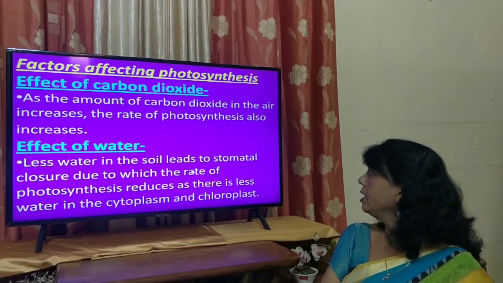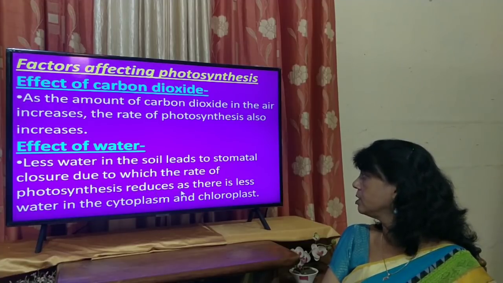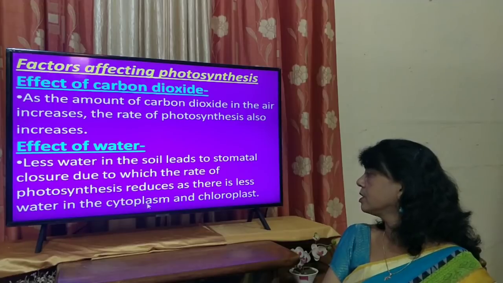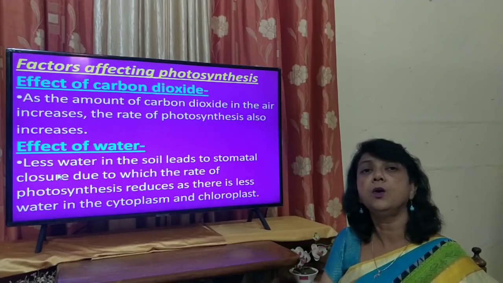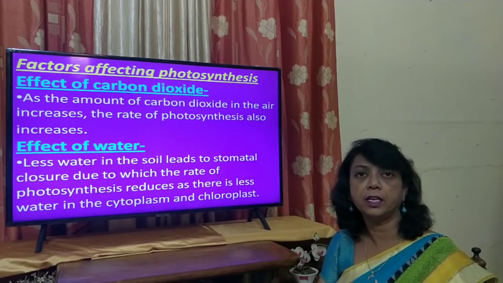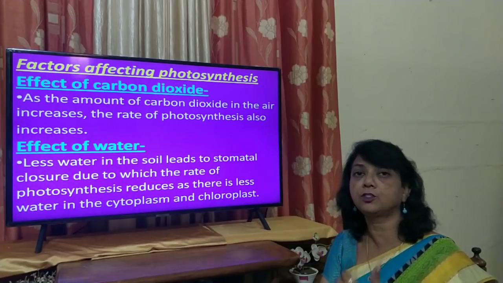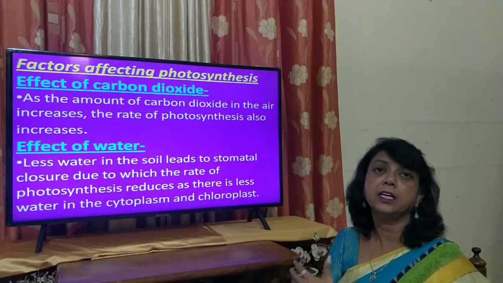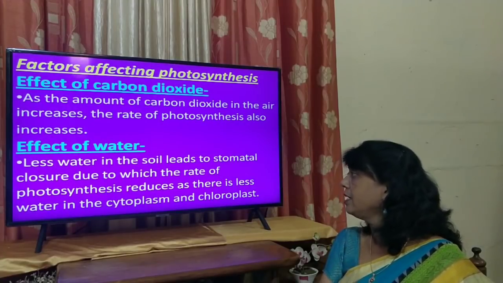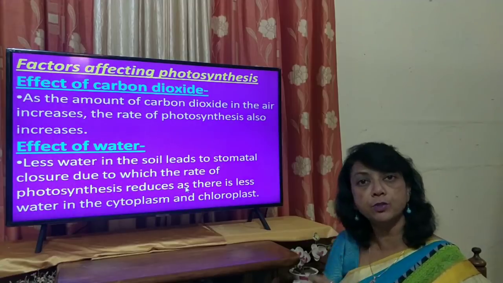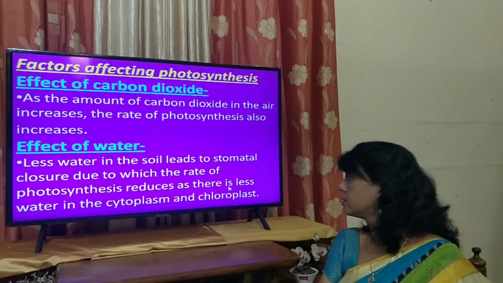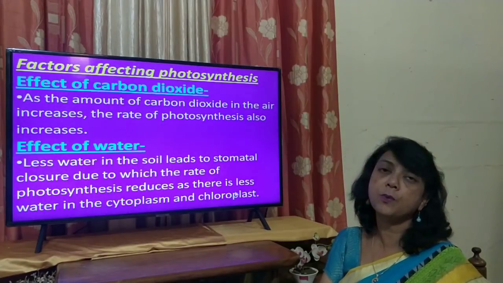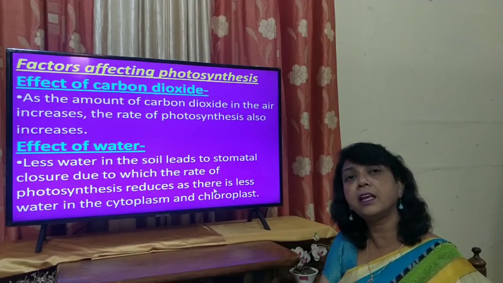Less water in the soil leads to stomatal closure, due to which the rate of photosynthesis reduces, as there is less water in the cytoplasm and chloroplast. Now, you know that the roots suck water from the soil. So, if the water is less in the soil, then automatically the stomata will close up and the rate of photosynthesis also reduces because of less availability of water, and due to this the cytoplasm as well as the chloroplast will also face a lack of water.